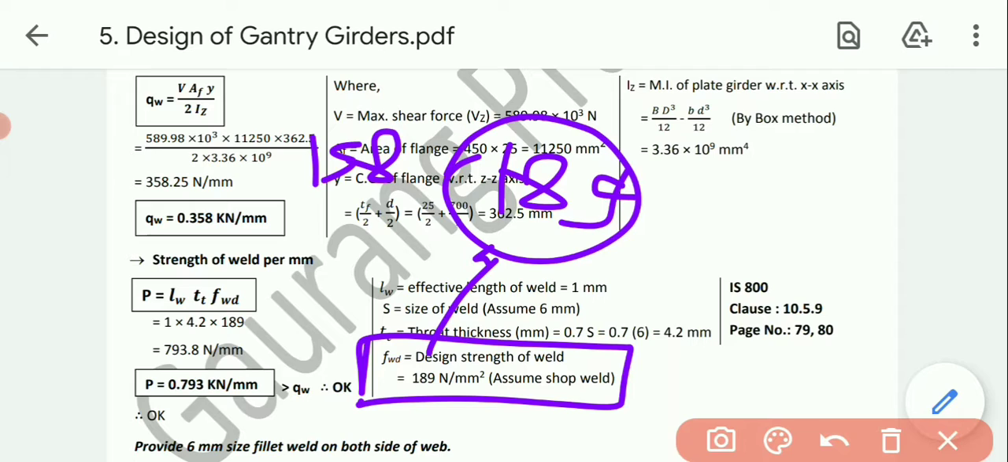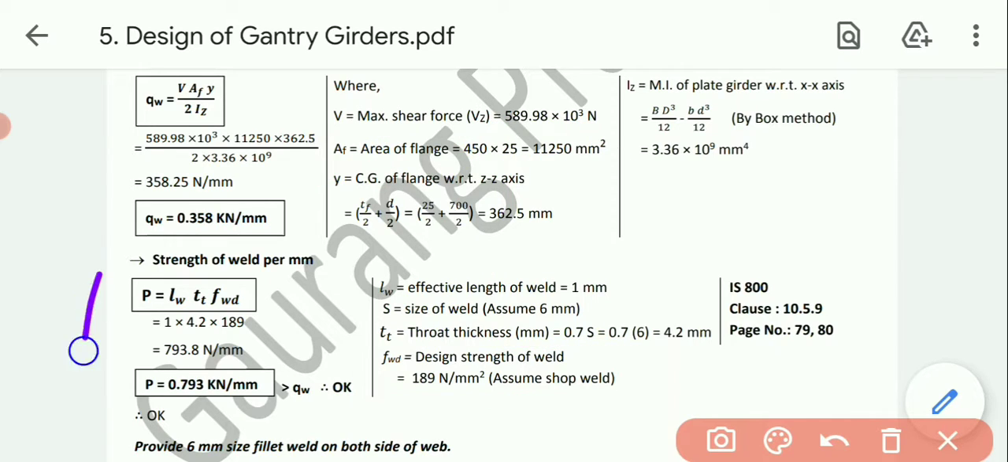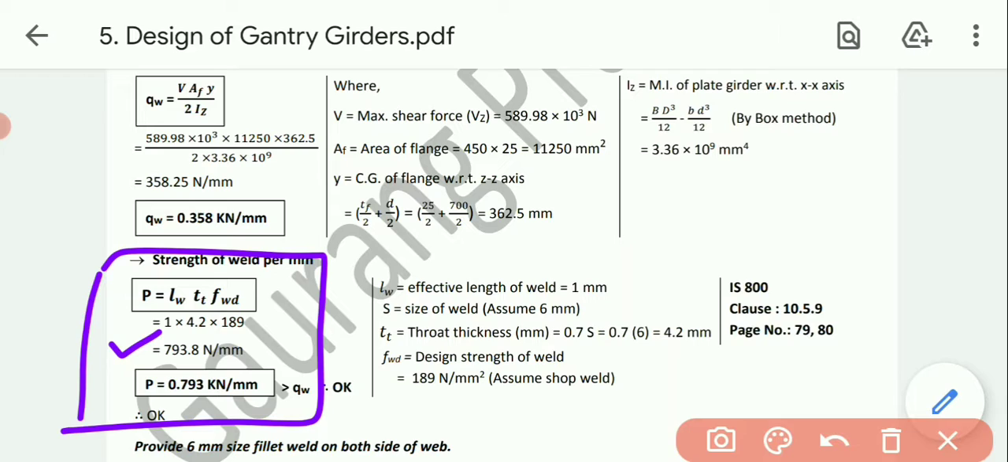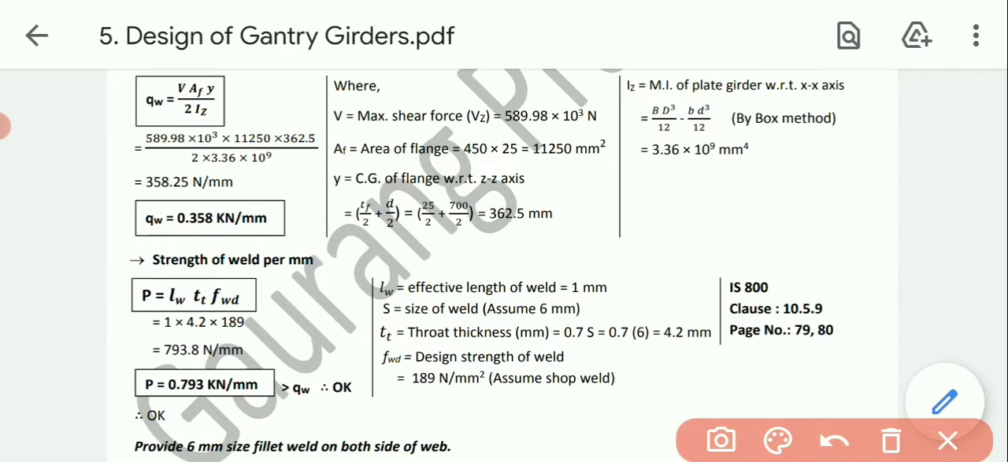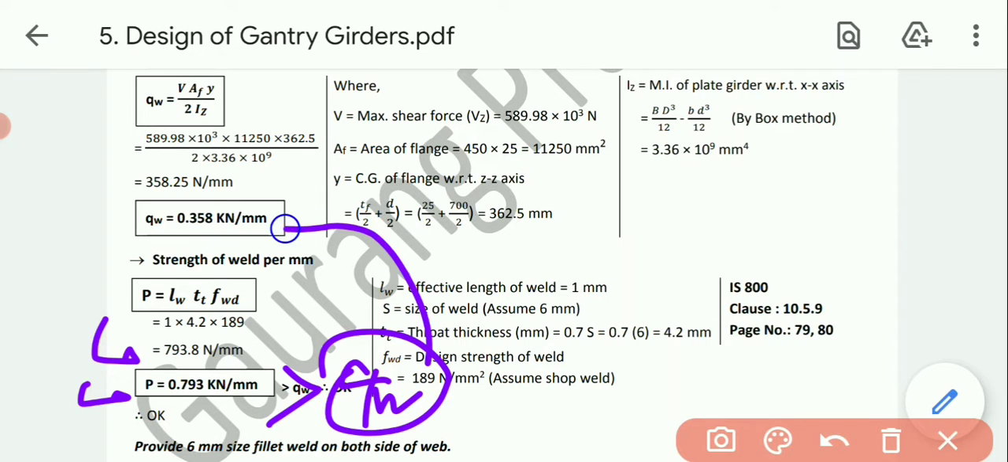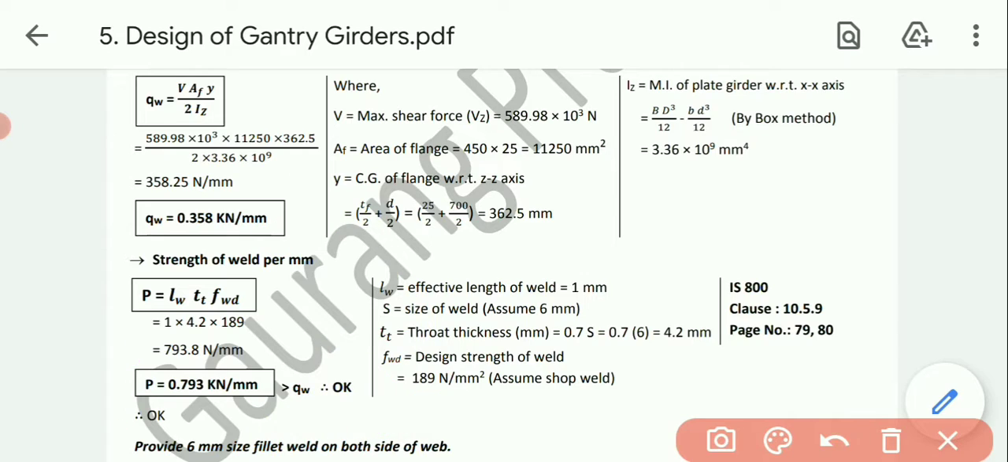By simplifying, P equals LW 1, TT 4.2 and FWD 189, I will get the answer 793.8 Newton per mm. Let's convert it into kilonewton per mm, that is 0.793. This is the strength which we are providing, and it should be greater than QW, that is 0.358, which is greater, and it's okay. We can provide a 6 mm side fillet weld on both sides of the web.